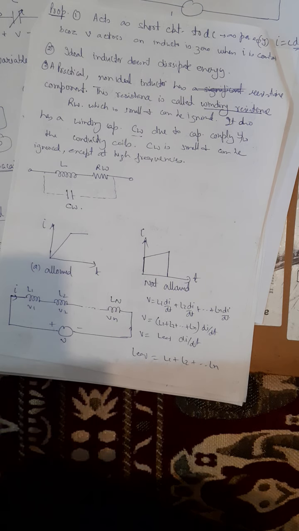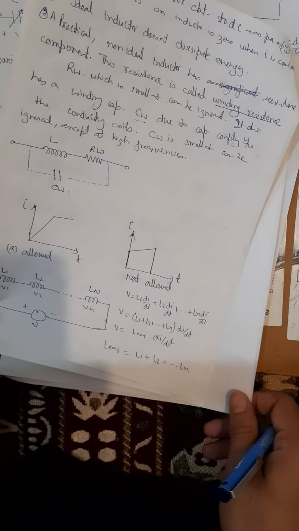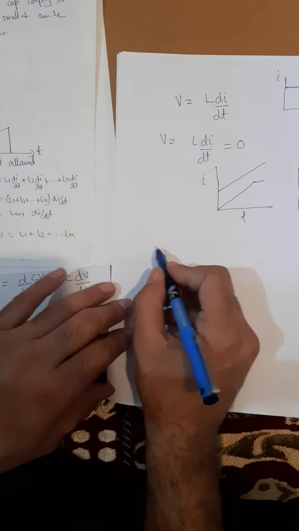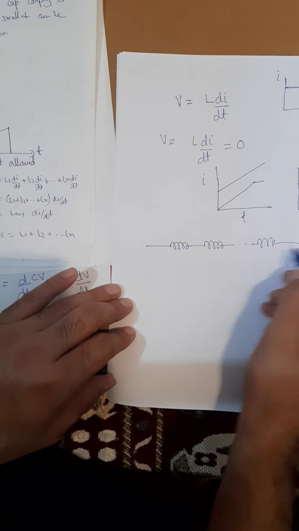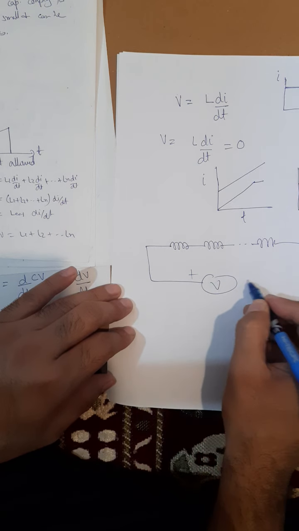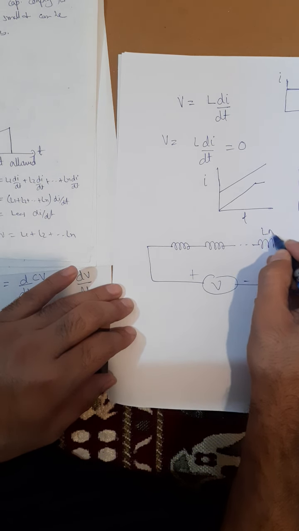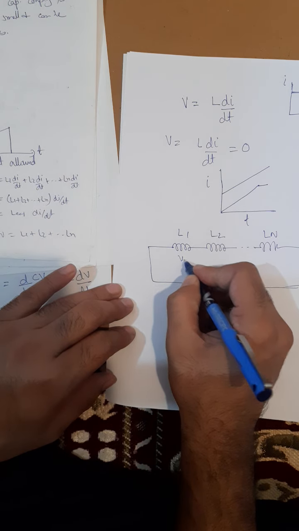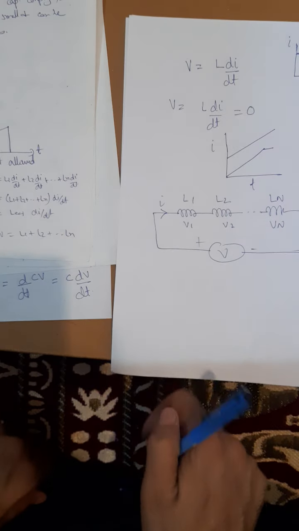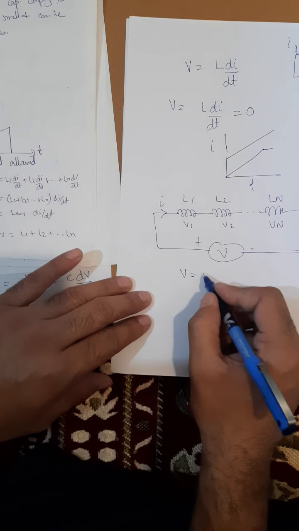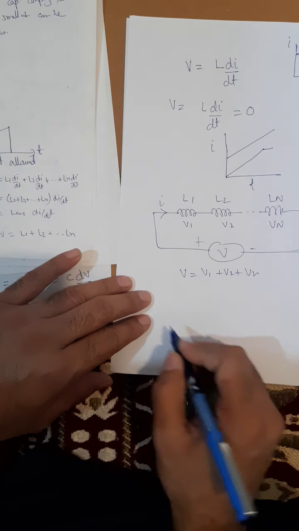Next let us see what happens when the inductors are connected in series and when the inductors are connected in parallel. First I will solve the circuit when the inductors are connected in series: inductors L1, L2 up to Ln, with voltages V1, V2 up to Vn and current I. So the total voltage V will be equal to V1 plus V2 plus Vn.